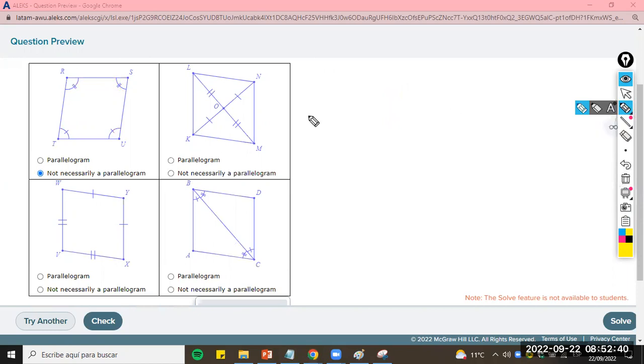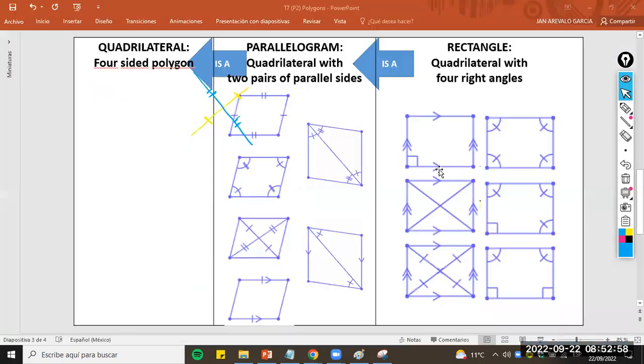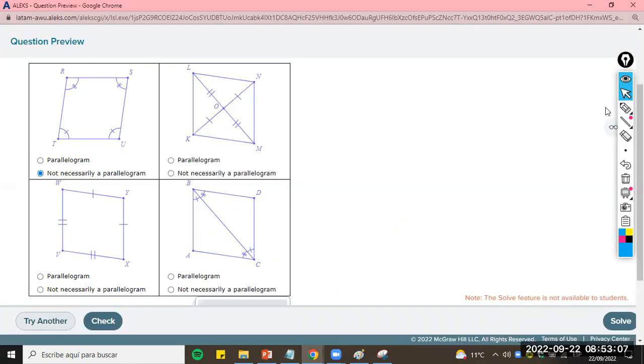We have that this bisection of the diagonal is the same, and also these two over here bisecting the diagonal are the same. Does that make it a parallelogram? Let's look at our table. Yes, it is. It is a parallelogram. Okay, so let's go back and choose the option that is a parallelogram.